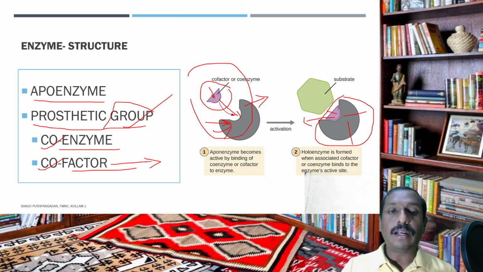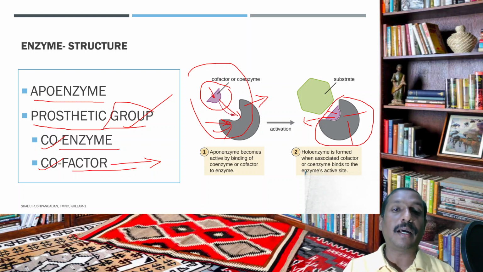Okay, then, the apoenzyme and prosthetic group are located at different positions when a reaction is at the inert state, when that reaction is not in an active state. When a reaction has to become active, the enzyme has to become active. So for that, the apoenzyme has to bind with the prosthetic group.